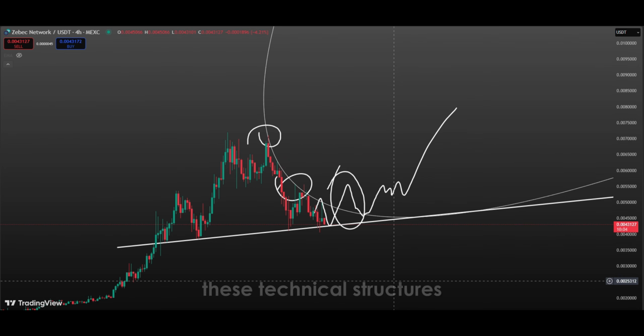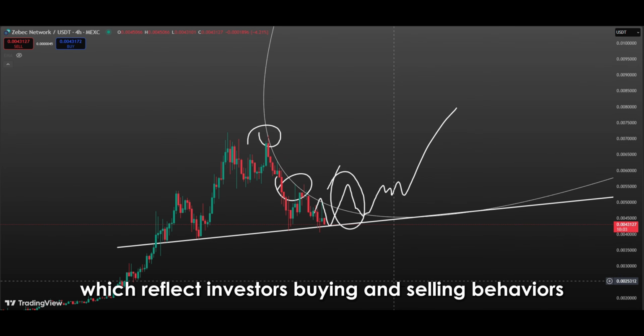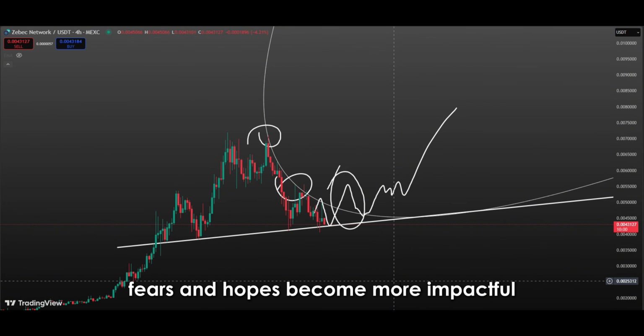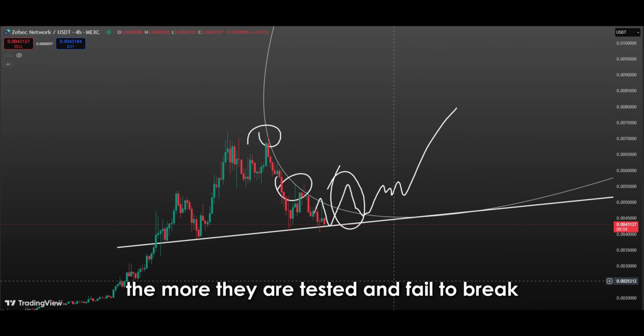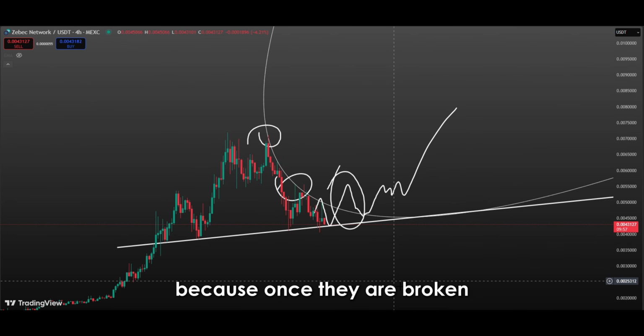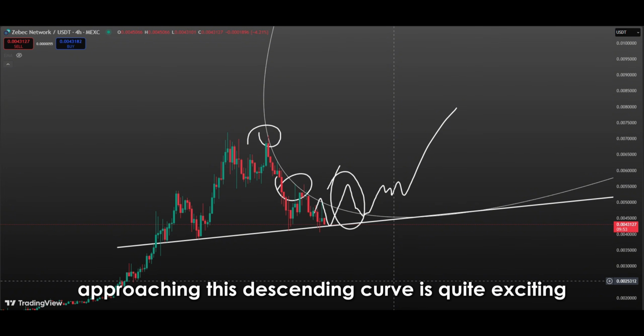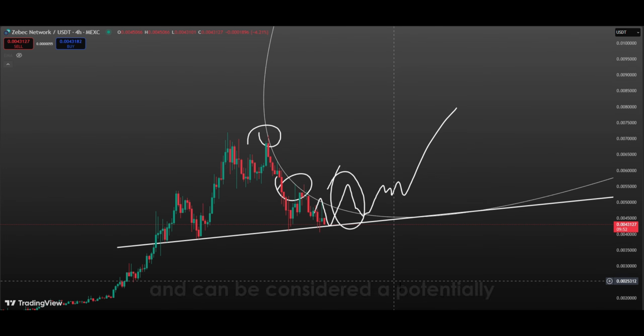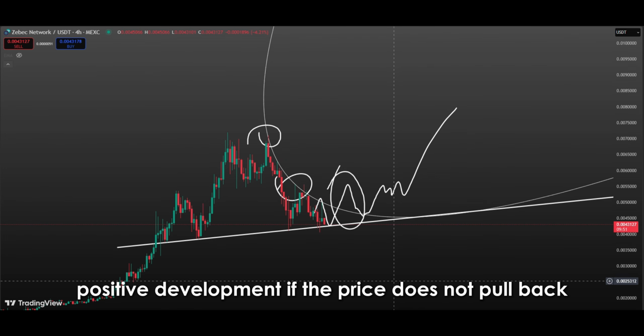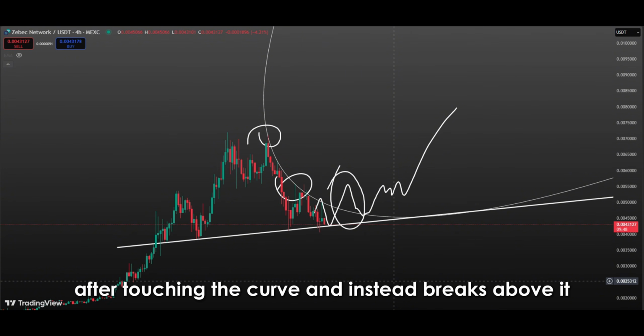psychology. These technical structures, which reflect investors' buying and selling behaviors, fears, and hopes, become more impactful the more they are tested and fail to break. Because once they are broken, the effect is that much stronger. Therefore, the fact that the price is once again approaching this descending curve is quite exciting and can be considered a potentially positive development.